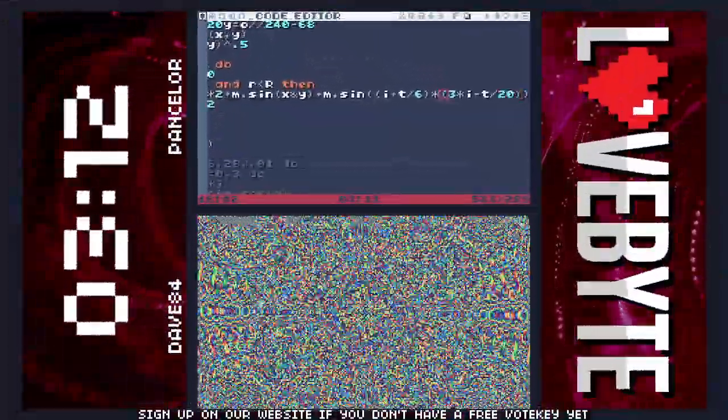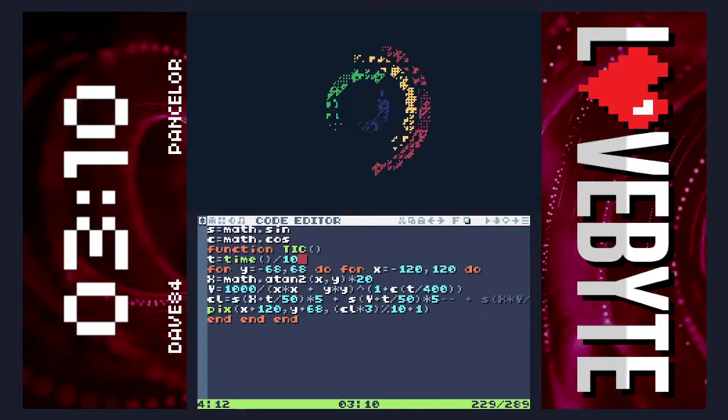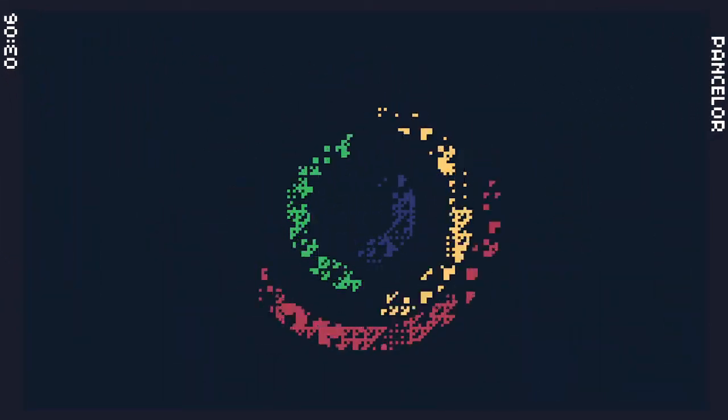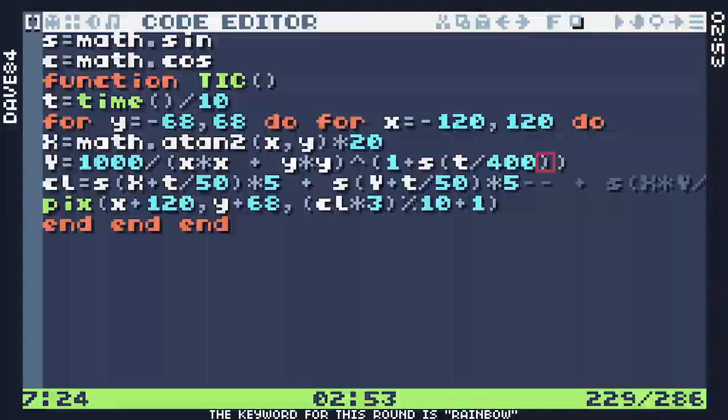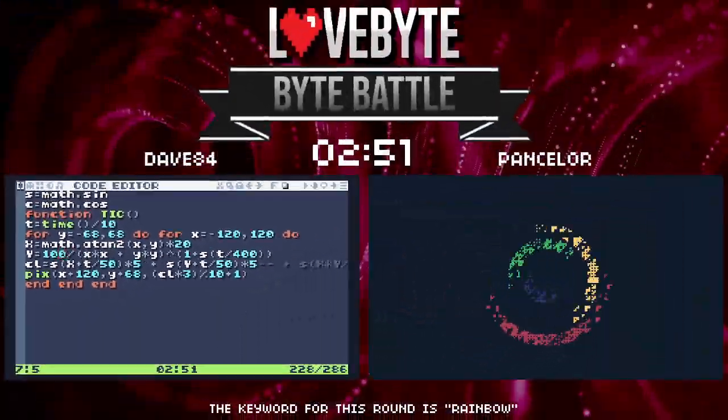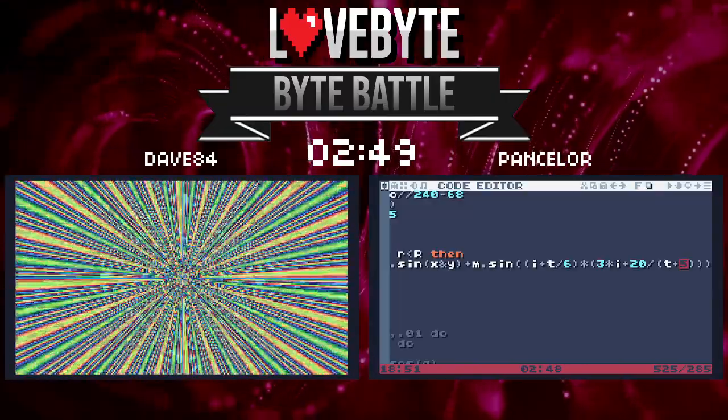Looks really good. Gives it like this whole different texture vibe to it. I would like to see these two superimposed on each other. I think having Pancelor as an ident in the middle and then Dave's in the background would look really cool. Yeah. But we've got to have a winner. Somebody's got to win out of these two.